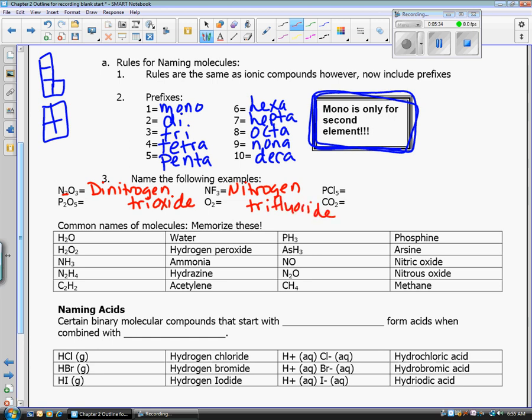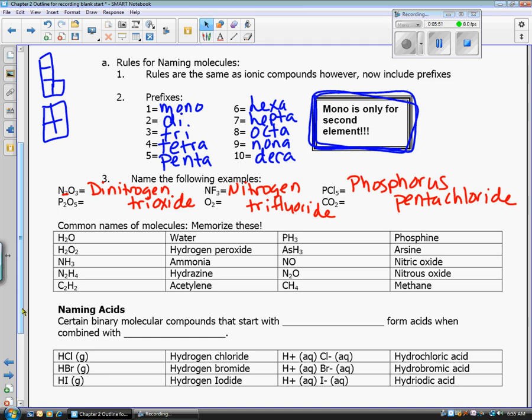I have PCl5. I have a phosphorus. Watch your spelling. Pentafluoride. You may see that as pentachloride also. Both are fine. If you drop that A, it's not a big deal.